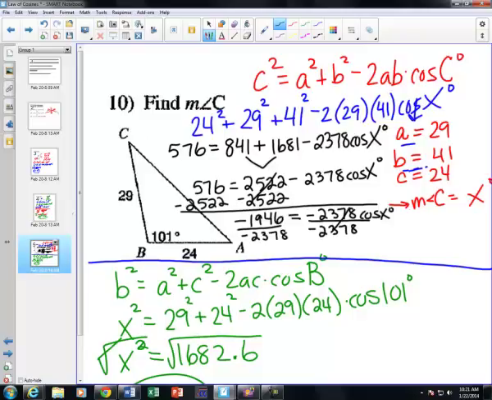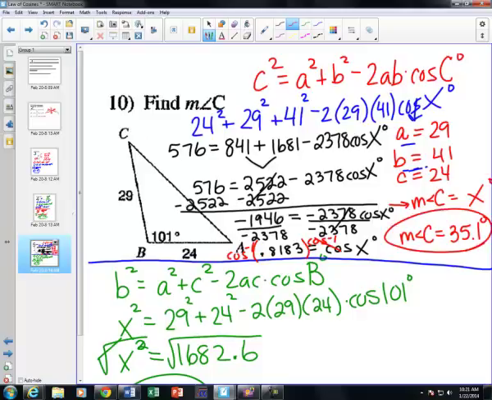I'm going to round this to 4 decimal places. And when you divide that, you're going to get positive 0.8183 equals the cosine of x. And to get rid of the cosine, in our calculator we're going to put second cosine and then type in the 0.8183. And that will give you a value for the measure of angle C to be 35.1 degrees. Final answer.